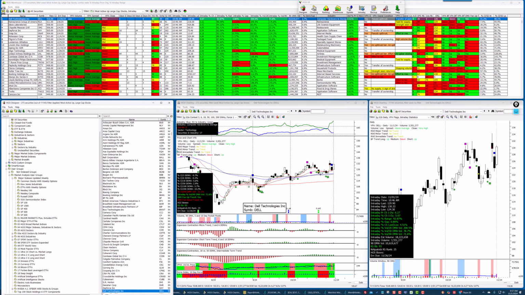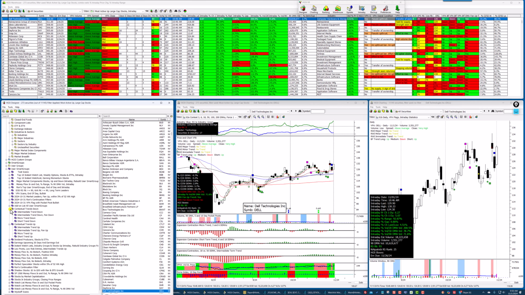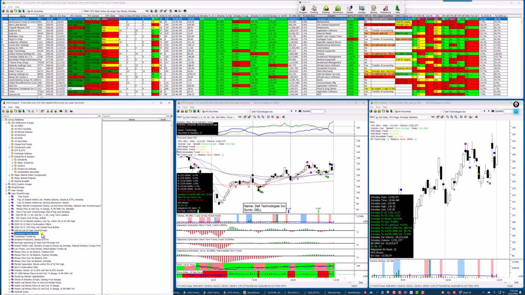Next, I'm going to point out where you can locate these. I'm going into my designer, and for Insider Club members, if you scroll down, you'll find contextual charts, contextual trends down and up, and then underneath those primary folders there are the secondary folders, and I'll be going through these today to show you how you can apply this to find stocks that are in different stages of trend development.